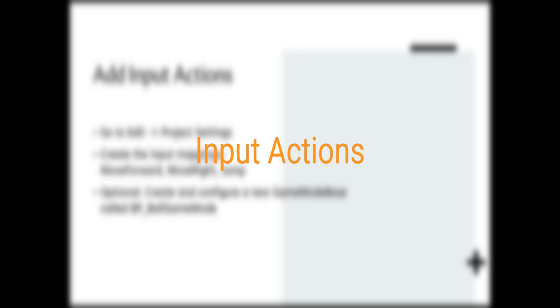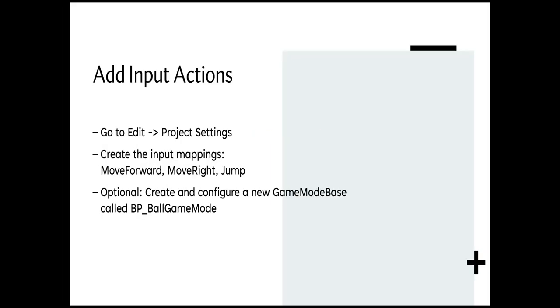Hello and welcome. In this lecture, we are going to start off with a challenge. Really, what I want you to do is to add the input actions or input mappings, as I call them. In order to do that, you need to open up your project, go to Edit, and select Project Settings. Find the relevant input settings there.